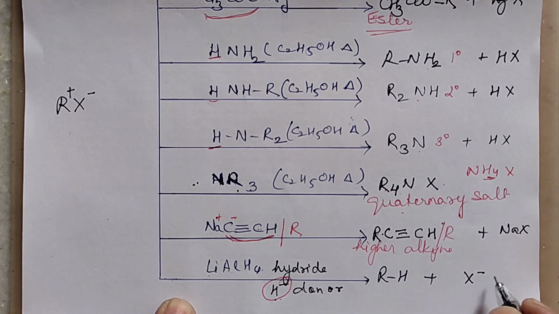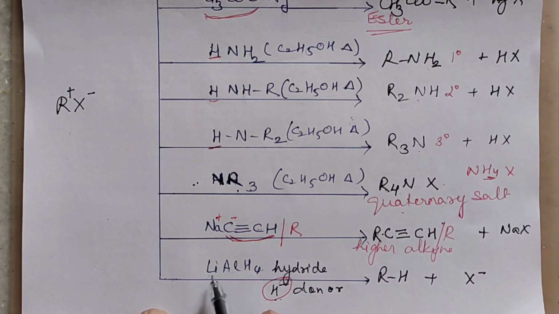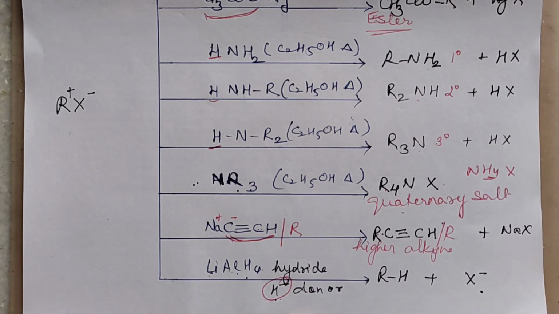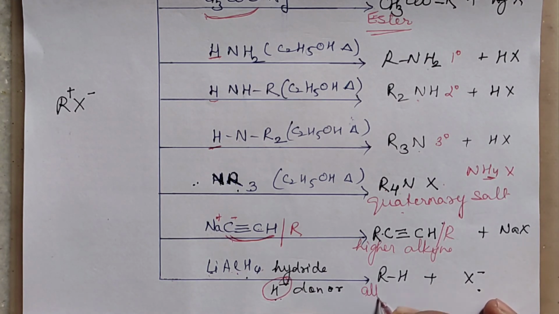So this X minus can react with these lithium compounds. So it can form lithium halide, aluminium halide. But the main purpose was the nucleophile. The nucleophile is H minus, so H minus will take the place of this X minus, and what you are getting in this is alkane.